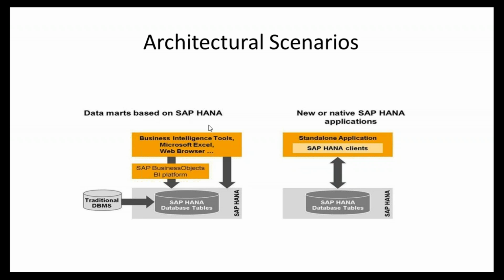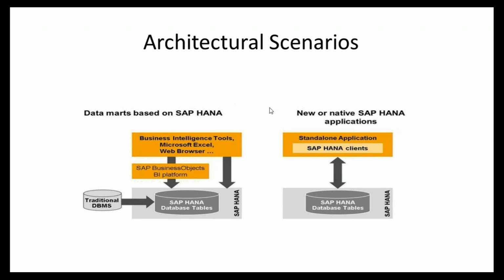In this, with data marts based on SAP HANA, we used to move the data into the HANA database and then run the reports. But now the HANA database itself is the primary database. If HANA itself is the primary database, then we can directly go and build the reports on that. Okay, so we don't have to get it from the traditional one.